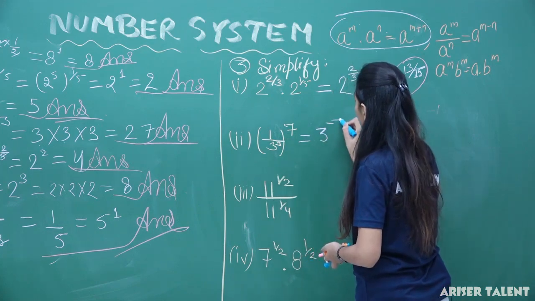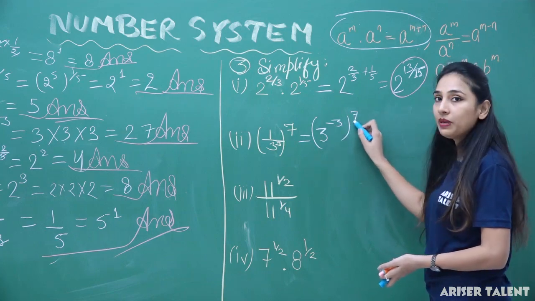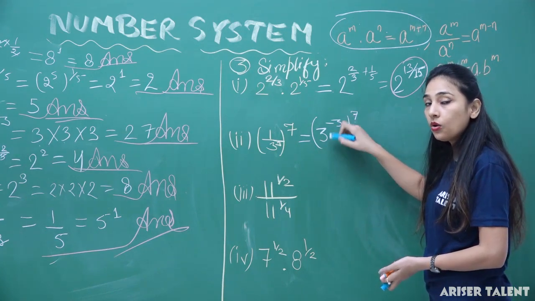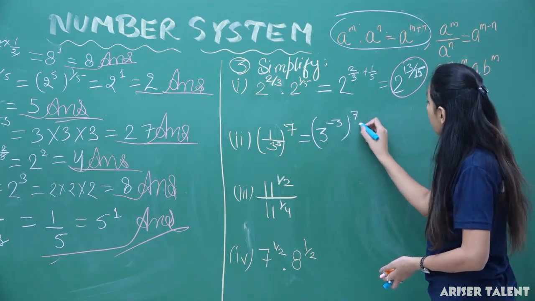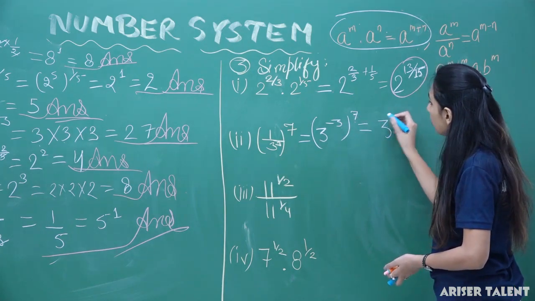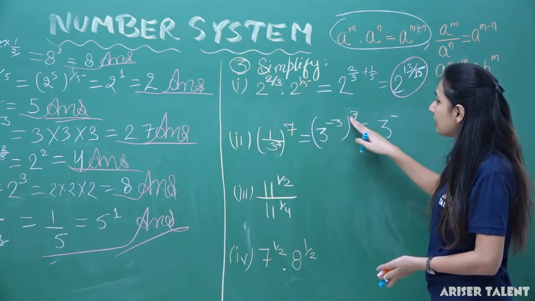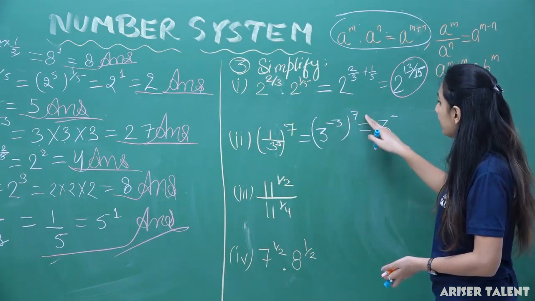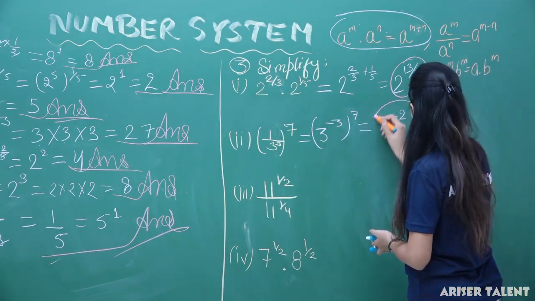3 raised to power minus 3 whole multiplied by 7. Now, this is so simple. A raised to power m whole power n will be a raised to power m multiplied by n. Okay. So the sign will be considered here also. So plus and minus will be minus, then 3 multiplied by 7 is 21. So that will be our answer.